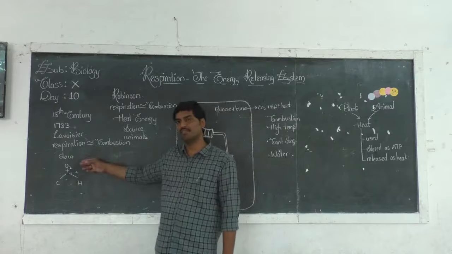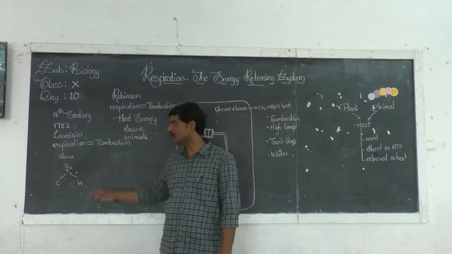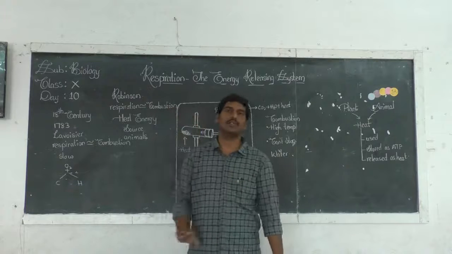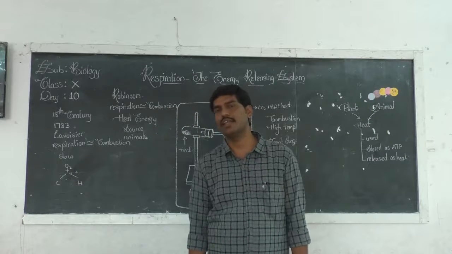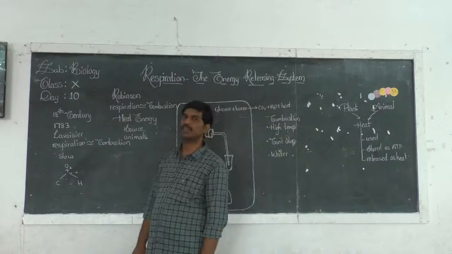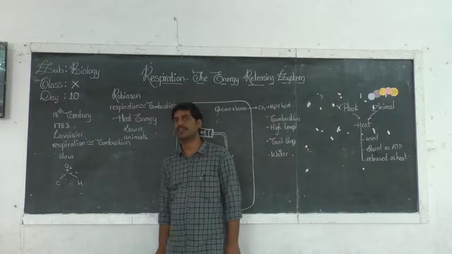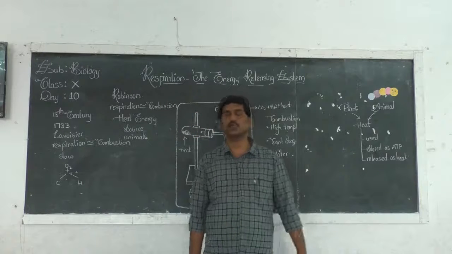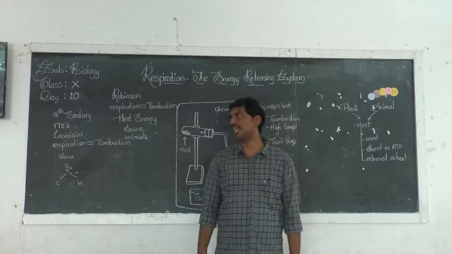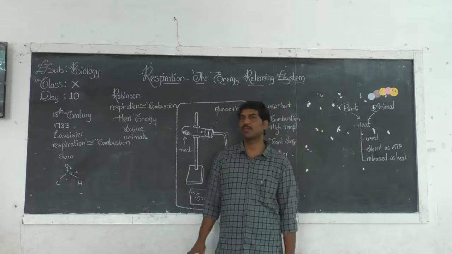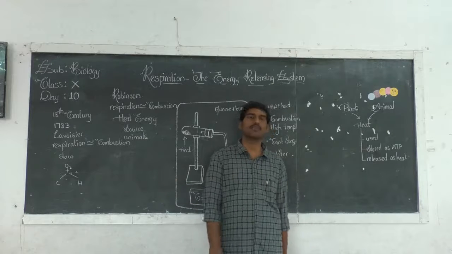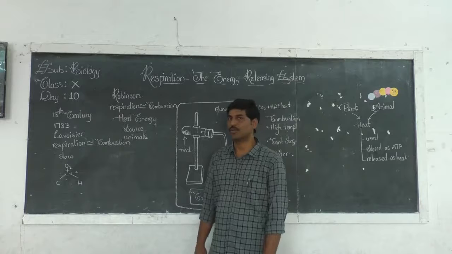But respiration is a very slow process, and during this process, oxygen combines not only with carbon but also with hydrogen. Clear? So this is what Lavoisier stated. Lavoisier stated that respiration is a type of combustion reaction, where the reaction is very slow. In this reaction, oxygen combines not only with carbon but also with hydrogen.